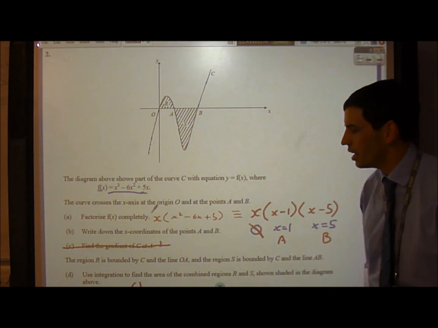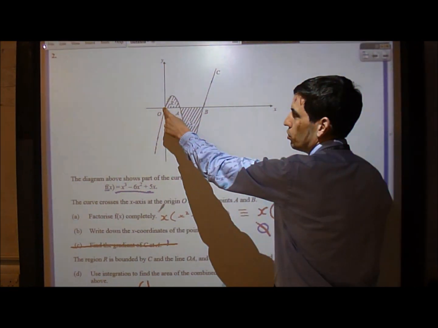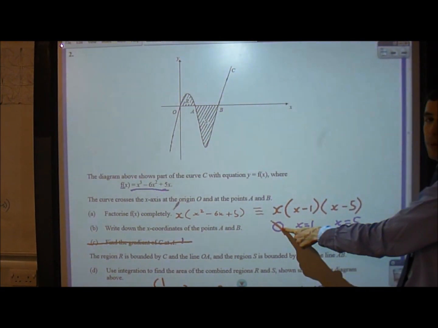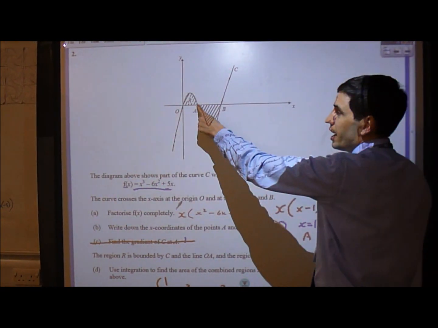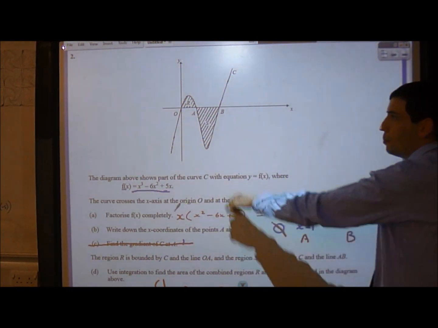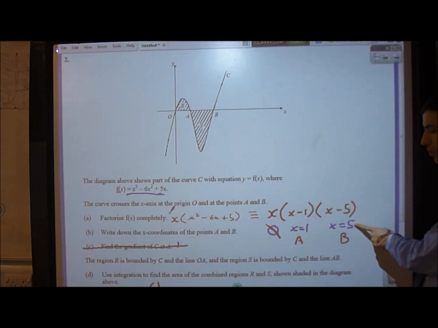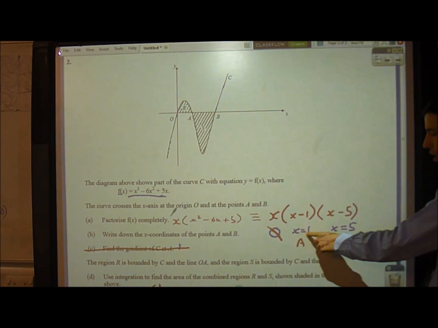It says write down the x coordinates of points A and B. Just look at your graph, it goes through the origin, so I don't need to worry about when x is 0. Point A is the first point I get to, so that must be where x is 1. And point B is on the x-axis when y is 0, so it must be x equals 5. So I found my x coordinates: 1 and 5.